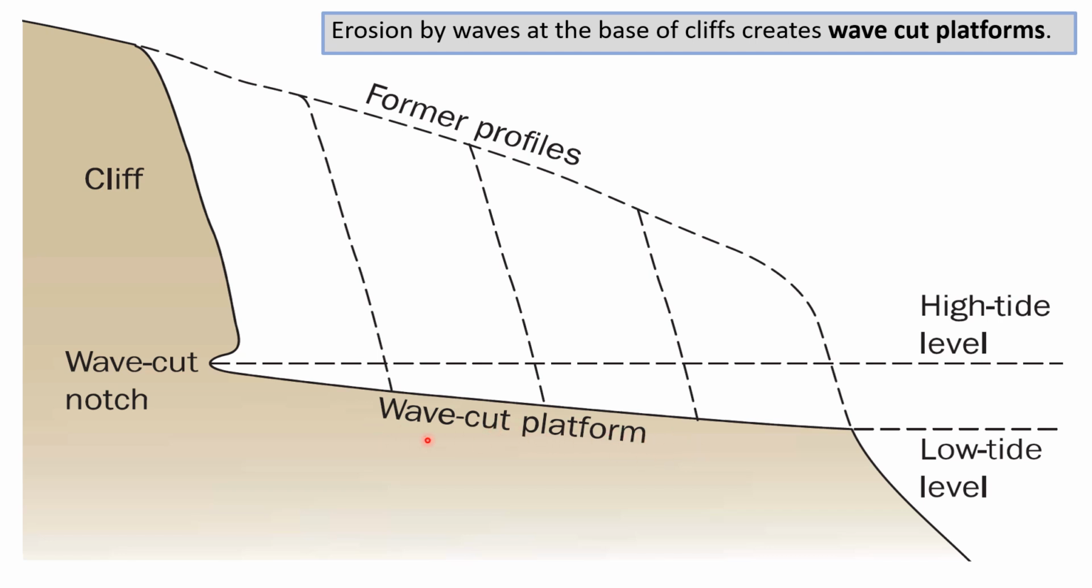This wave cut platform is rocky and uneven due to abrasion. This is where the rock from the cliff has fallen to the wave cut platform and hits into it, eroding it, creating rock pools at different speeds.